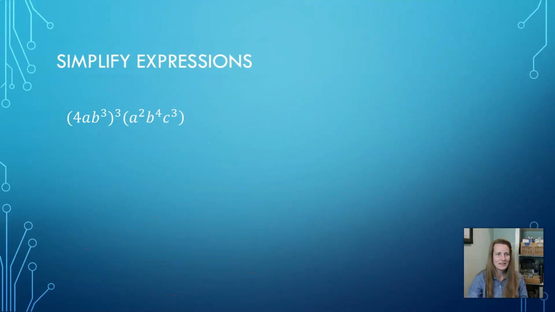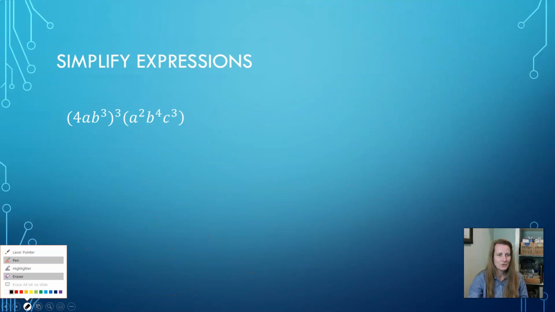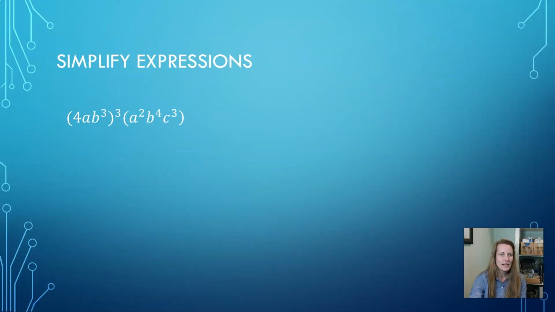And moving on, let's simplify this expression. How do we do that? We've got 4ab cubed to the 3rd power multiplied by this other piece. Now remember, the power rule says that we can take this whole base, 4ab cubed, and multiply it by itself 3 times. That's the same as taking each piece and raising it to the 3rd power. So that becomes 4 cubed, a cubed, and b cubed cubed. So we have our 4 cubed, a cubed, b cubed cubed times the other piece.